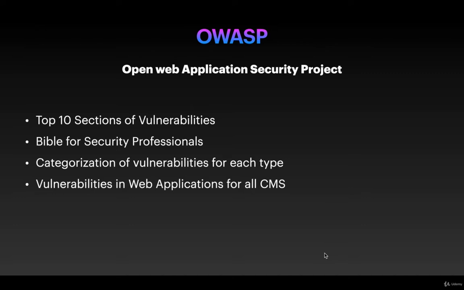The top 10 section of OWASP signifies the top 10 vulnerabilities that we find in any web application. OWASP is also considered a Bible for security professionals. It gives a rich and refined categorization of vulnerabilities of each type, and we are going to hunt all of the types of vulnerabilities that we see in OWASP. It also shows the vulnerabilities in web applications for different types of content management systems.